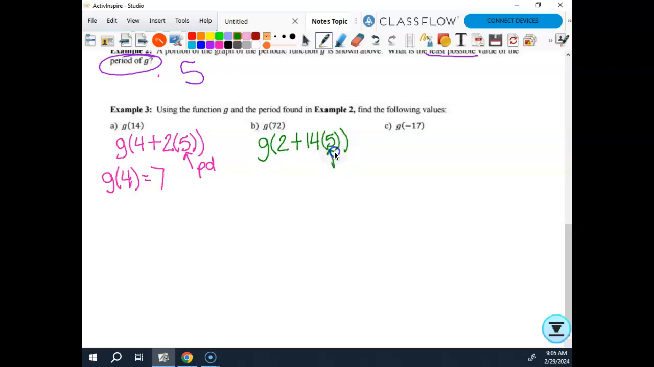So this is the period. I definitely don't want to draw that until I get to 72, right? I don't need to because I understand how the periods work. So really this is just g of 2, which is what? 6. What questions you got?